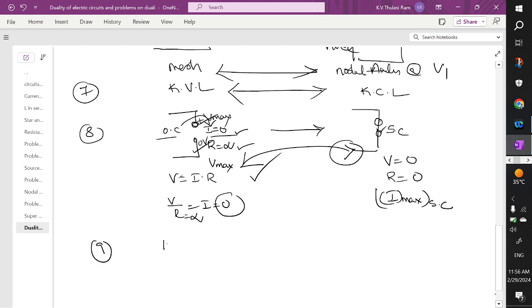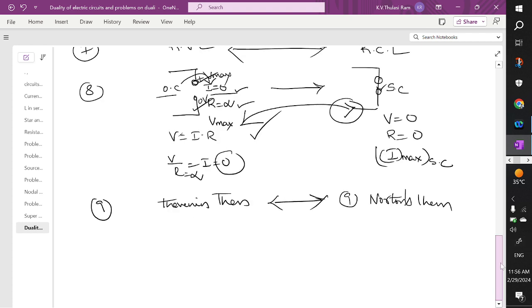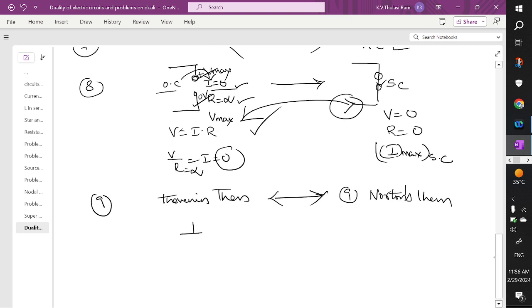For example, here you have Thevenin's theorem. The dual of Thevenin's theorem you will have as Norton's theorem. So if you draw Thevenin's theorem, you have a voltage source and a series resistor. This is nothing but the open circuit voltage. This is called the Thevenin resistance. This is called the load resistance.